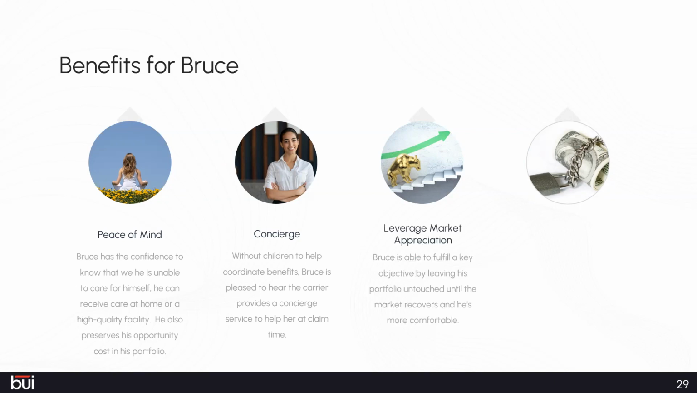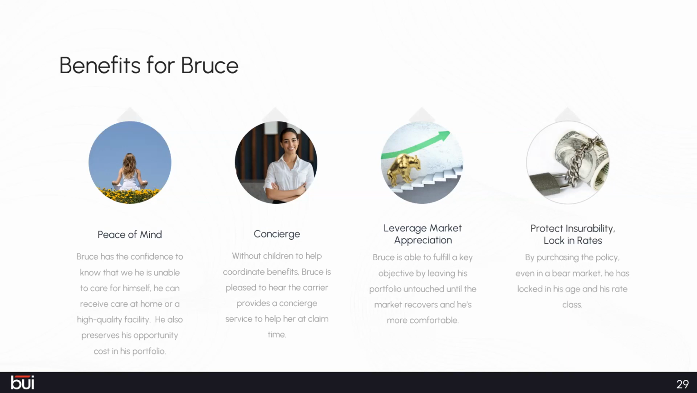Number three, he's able to achieve a key objective by paying annual premiums until the market appreciates and he becomes comfortable enough to sell the securities to pay off the long-term care premium. He feels like he's in control, which is important to him.